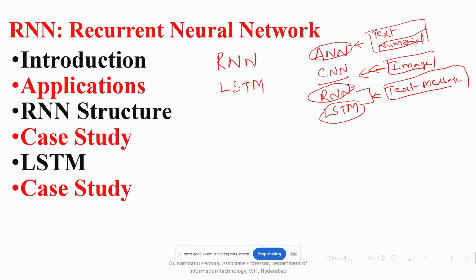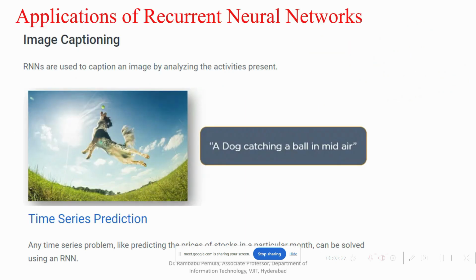Now we are going to see some of the applications of the RNN or LSTM. Here we are giving the input as one image. The image contains a dog, the dog flies in the air, and there is also an object, a ball. Now we are going to generate a caption for that corresponding image. This is done with the help of recurrent neural networks. Simply we are going to generate a caption like a dog catching a ball in the mid-air, with the help of our RNN or LSTM.